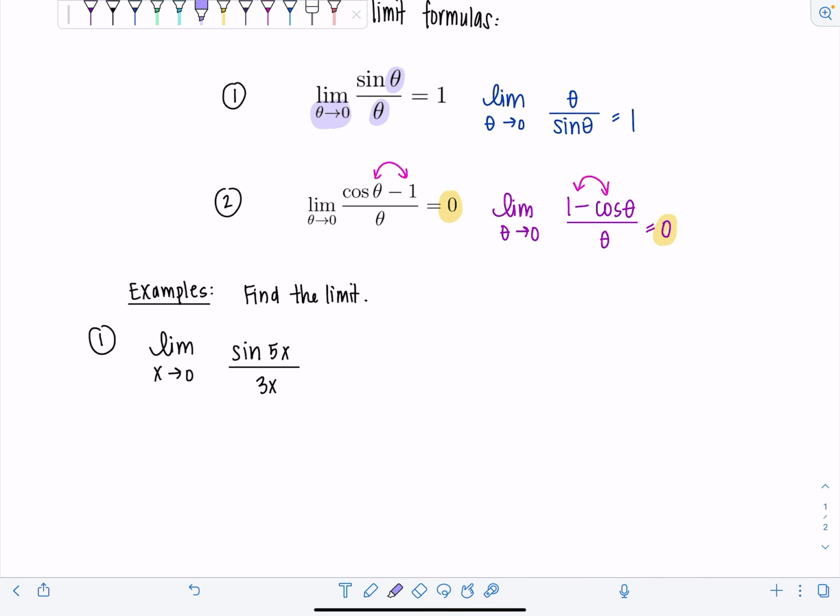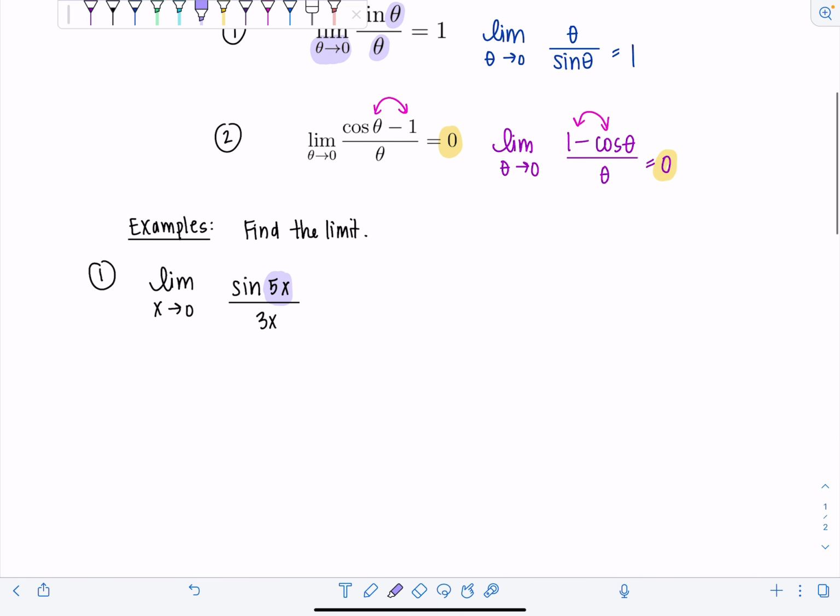It's just we have a problem because notice I have sine of 5x, which does not match the expression in the denominator. There's a 3x. So we're just going to play around and manipulate things so that we can use our limit formula. So instead of a 3x in the denominator, what do you wish was there? Don't you wish that 3 was a 5 instead? Me too. So just make it happen.